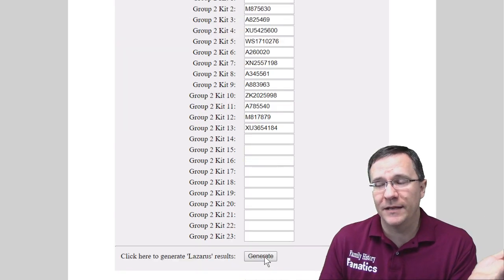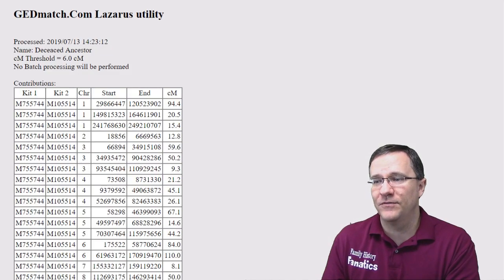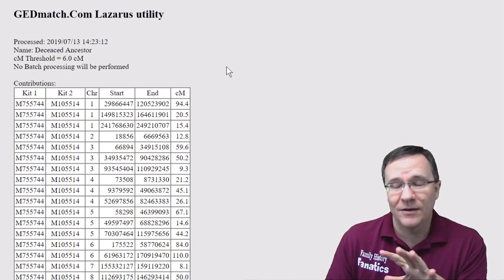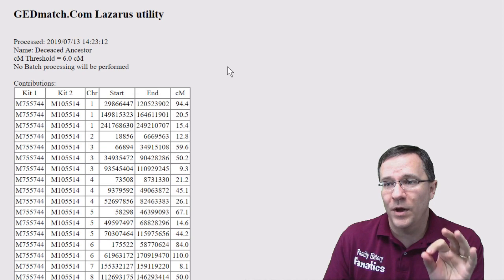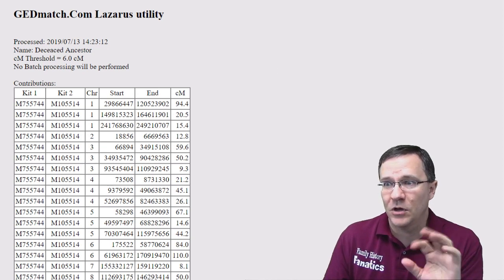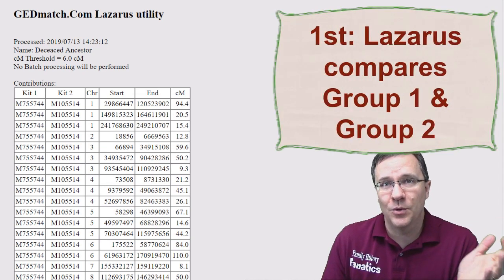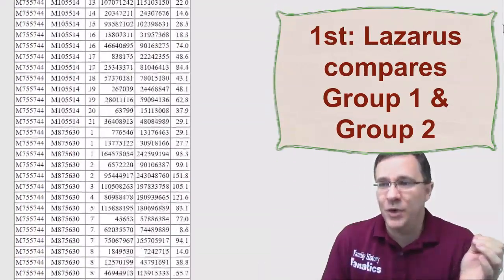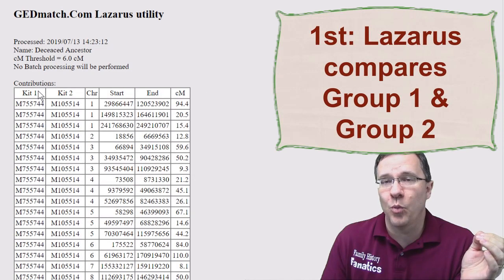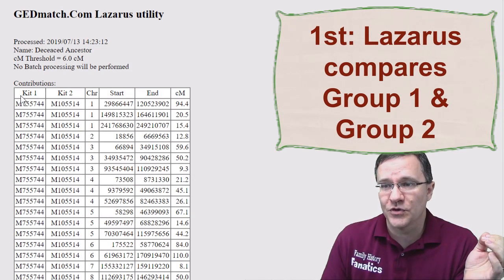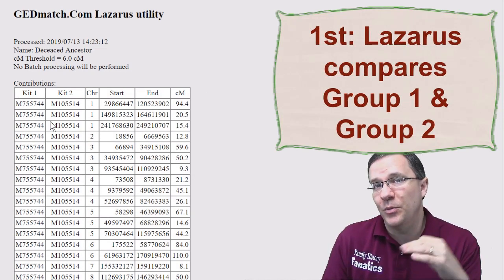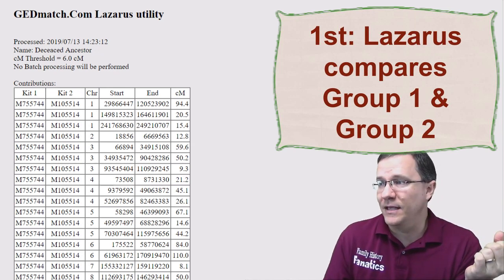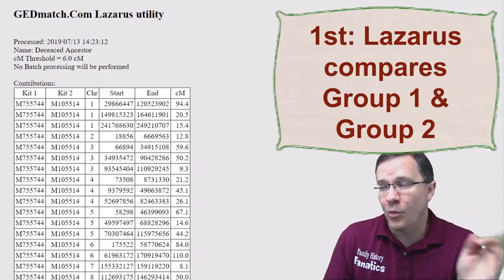So let's generate this Lazarus kit based off of the information that I have. Now it's going to go through and it's going to take a second, and we'll go through this to see what information is being collected. First off, it's going through on this first table and it is finding all of the matching segments between those people in group 1, that's going to be in this first column of kit 1, and those people in group 2, that's going to be those in the second column, kit 2.